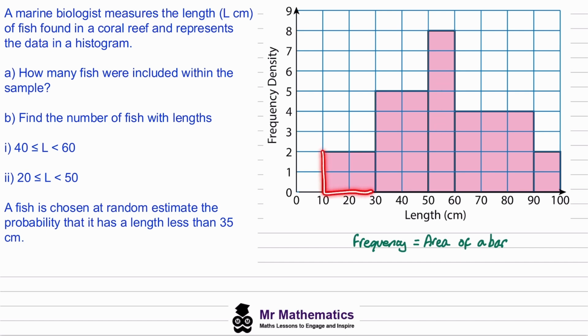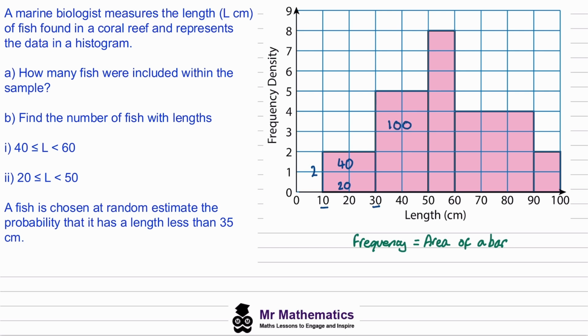So if we begin with this bar, we know this is just a rectangle. So to find its area, we multiply the length by the width. We know the length is 20 centimeters, the difference between 10 and 30, and we know the height at a frequency density of 2. So this bar will have a frequency of 40. For this bar, the width will be 20, 50 take away 30, multiplied by the height, which is a frequency density of 5. And 20 times 5 gives us 100.